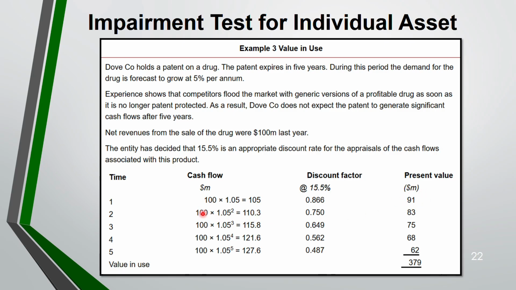Next, 100 into 1.05 to the power 2, because this is year 2, this is year 3, this is year 4, this is year 5. So it's the same calculation, 100 into 1.05 to the power 1, 2, 3, 4, 5, and you get the cash flow. Once you get the cash flow, you multiply with the discount factor given here and get the present value and add all the present values for the 5 years. This is your total value in use, 379.